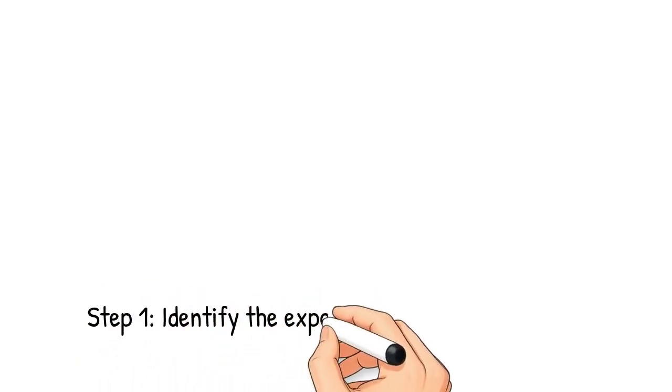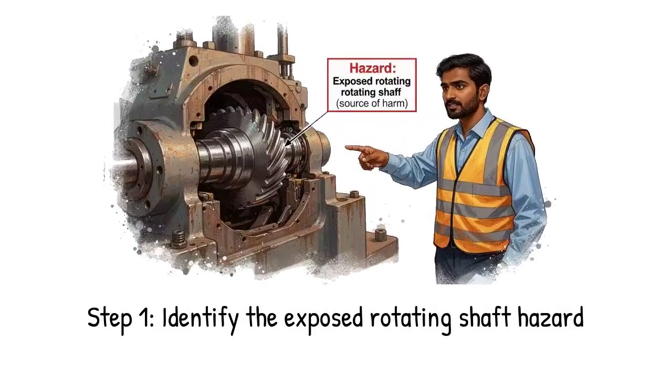Step 1. Identify the hazard. The exposed rotating shaft is the hazard. It's the source of harm. It can catch clothing, pull in body parts, and cause serious injury.